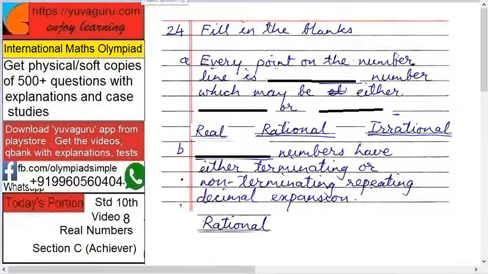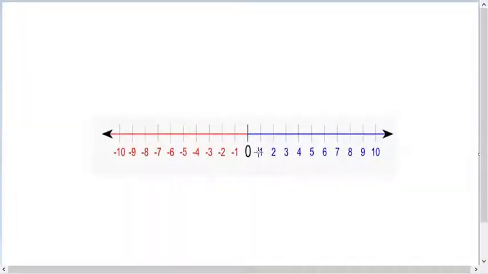See, a number line means what? See, this is a number line. From 0 it goes up to infinity over here, and it goes to infinity on the minus side also. So all the numbers on this number line are real numbers, definitely. So the first answer is real.